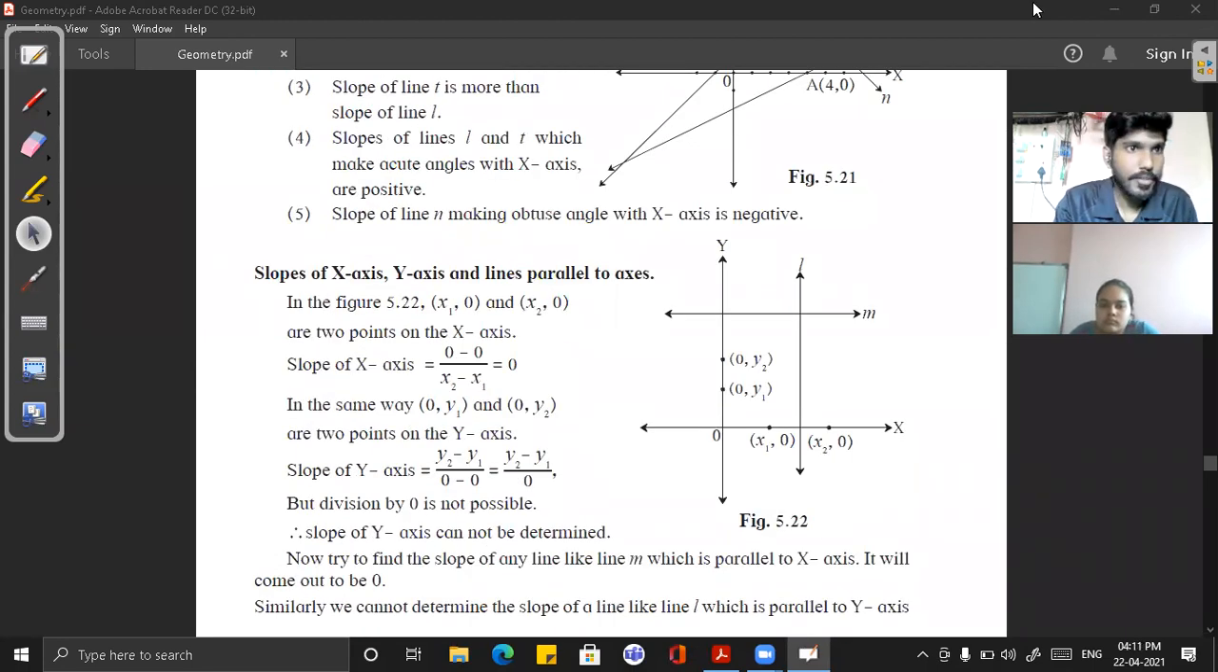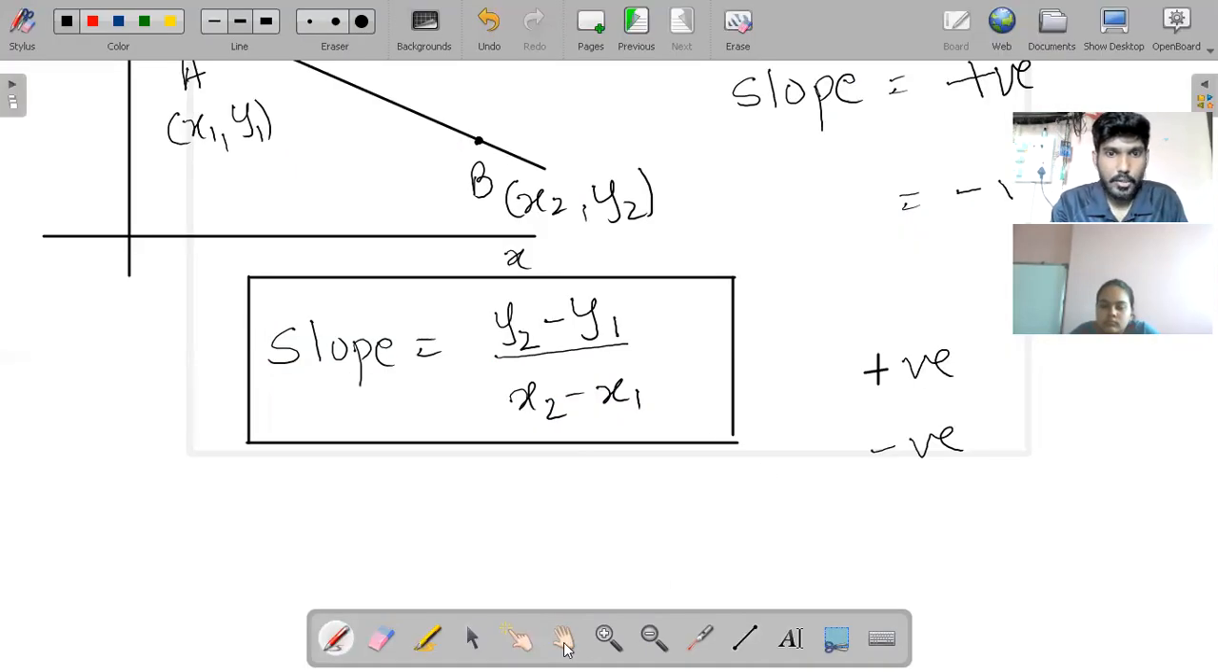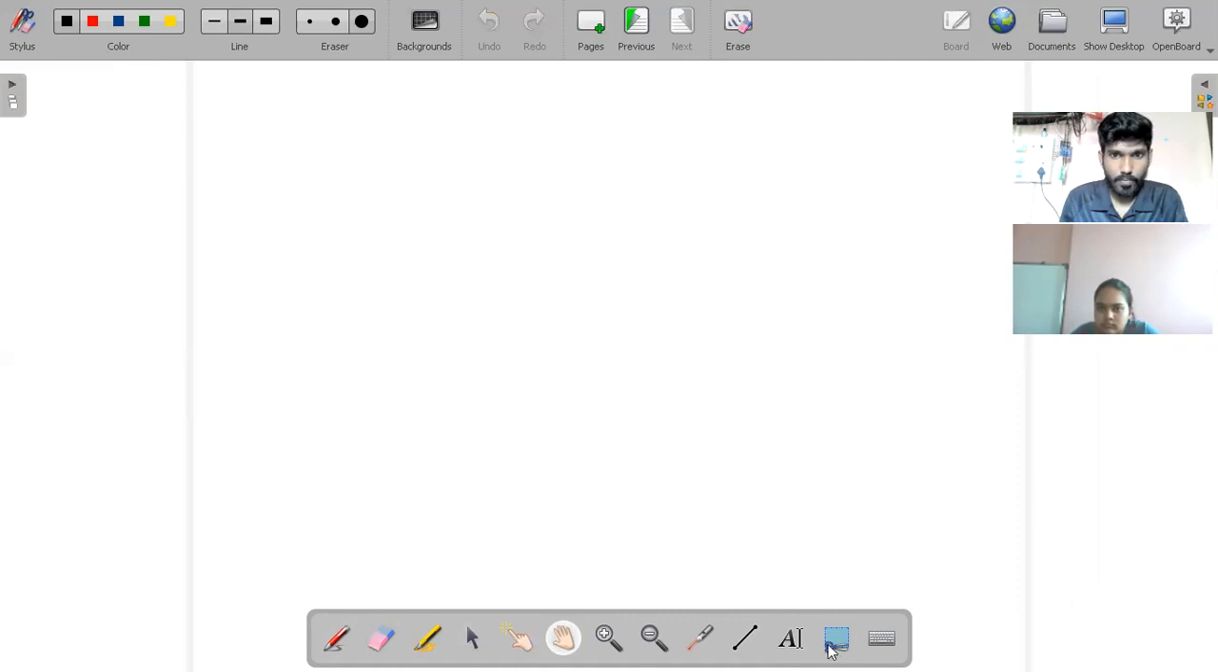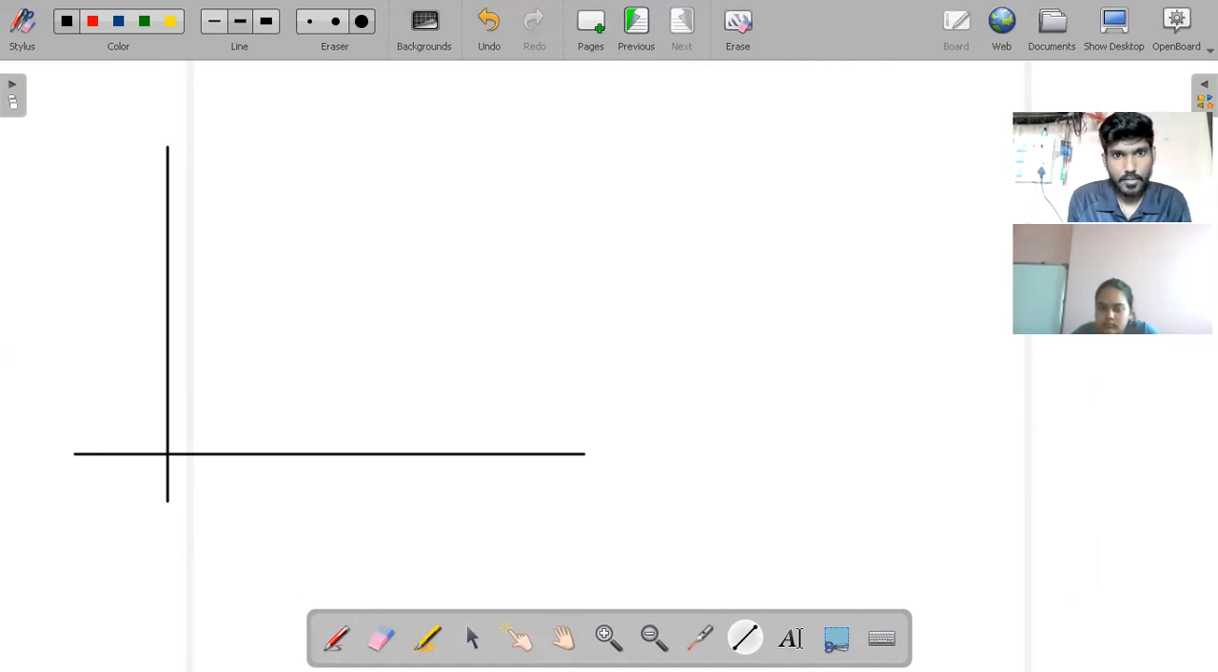Before that formula, one more thing. Now we saw two types of lines, one that is increasing and one that is decreasing. But there are two more types of lines, so let's see that. This was the x-axis, y-axis. We saw increasing, we saw decreasing. What if your line is like this? Is this increasing or decreasing?